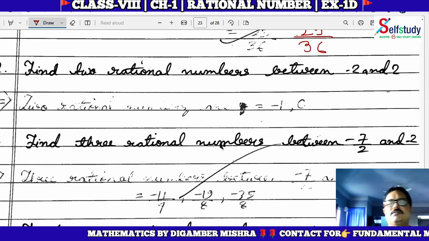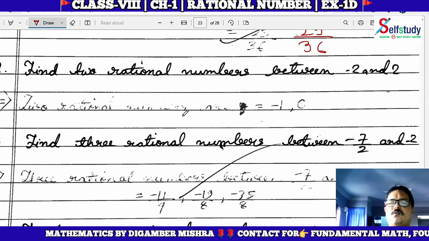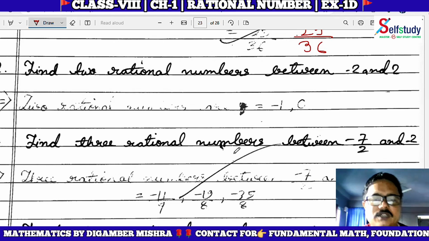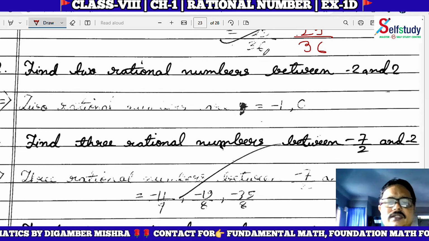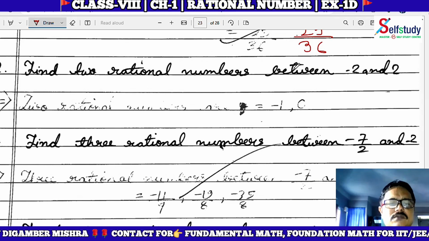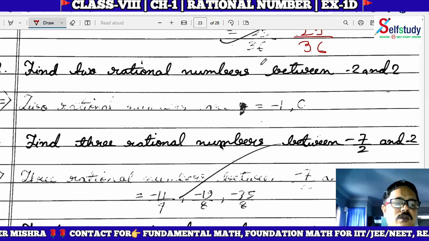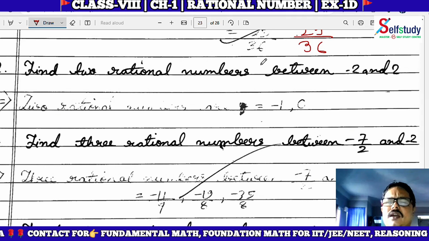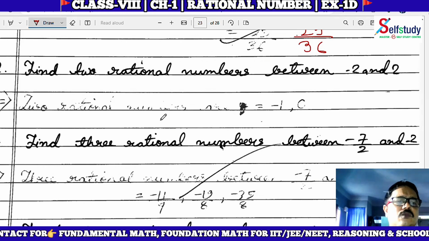Find two rational numbers between minus 2 and 2. When you are finding one rational number or more than one rational number, there are in total three methods. One is the method which I explained. Another is called the mid value method, where you always find the midpoint, the rational number which comes in between the two rational numbers. The third one is the common denominator method, where you make all the denominators the same after finding the LCM of the denominators, and then you can write as many as you want, because there are infinite rational numbers between two rational numbers.